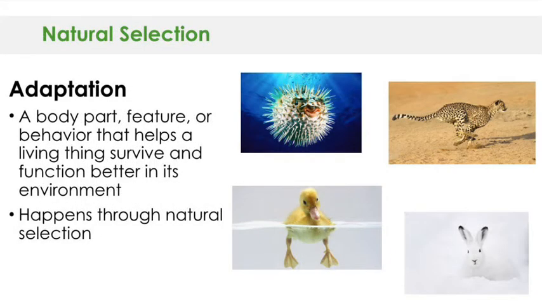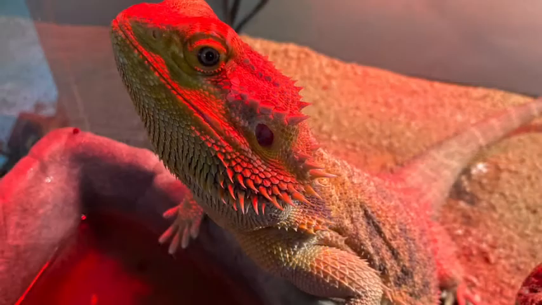One of the things that we look at in natural selection is adaptation. And this is when an animal or a plant develops a body part or a feature or a specific behavior that's going to help them survive and function in their natural environment. This actually happens through natural selection. In my classroom at North Pontotoc, we had several different animals, and we could look at ways that they could adapt to their surroundings.